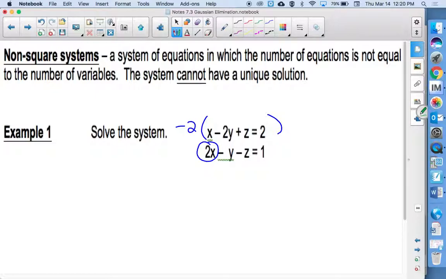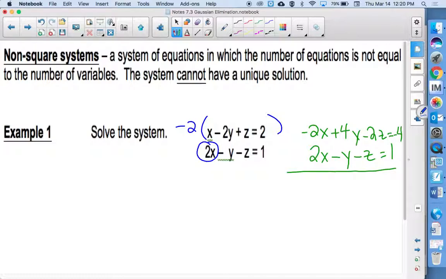Nina, if you multiply the first equation by -2, what do you get? -2x plus 4y minus 2z equals -4. And then when you combine them together, the x's cancel, and then 3y minus 3z. So we get 3y minus 3z equals -3.